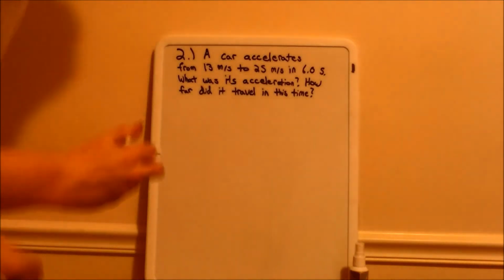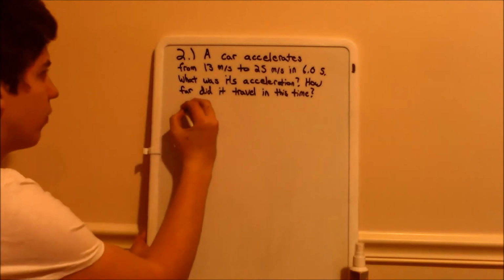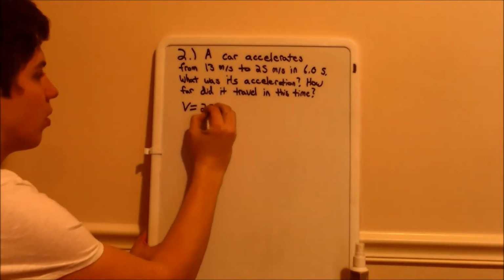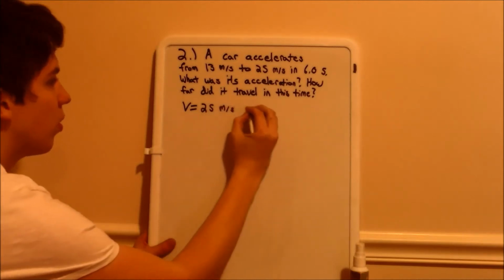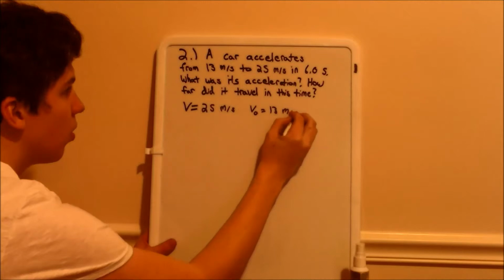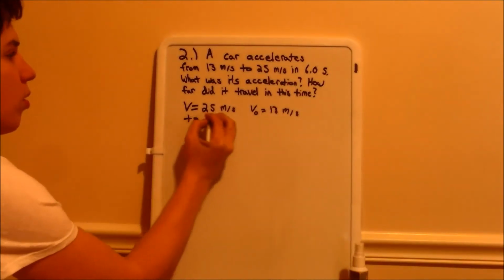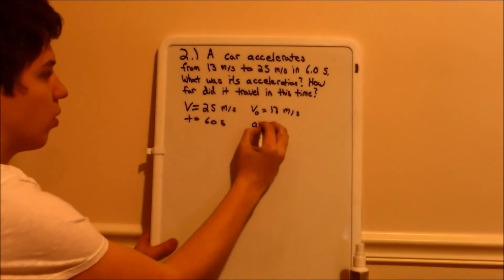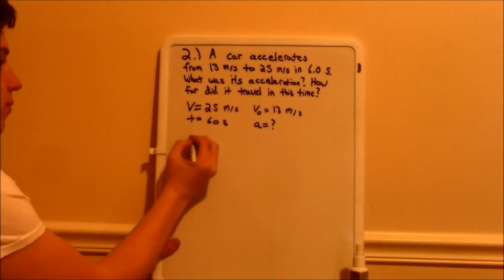Going on to the next problem, we have a car that accelerates from 13 meters per second to 25 meters per second in 6.0 seconds. What was its acceleration? How far did it travel in this time? So here we're going to start by writing what we do know. And then after we know what we know, we're going to solve for the acceleration.